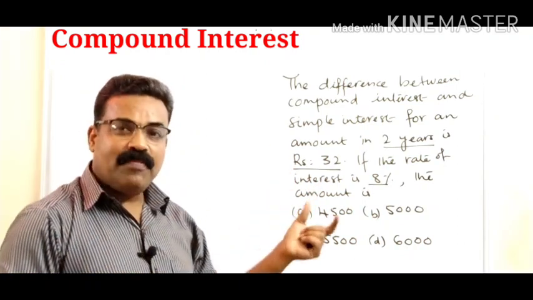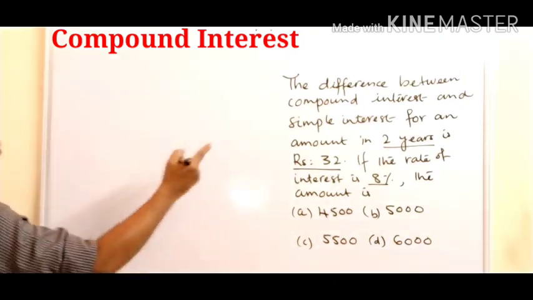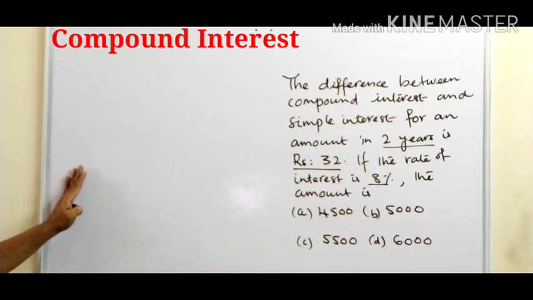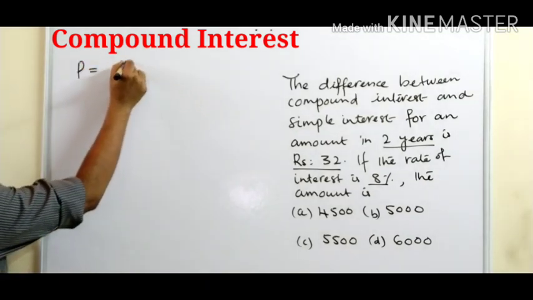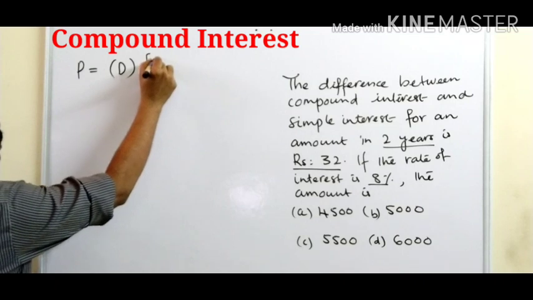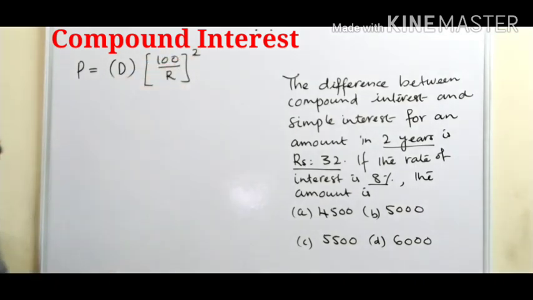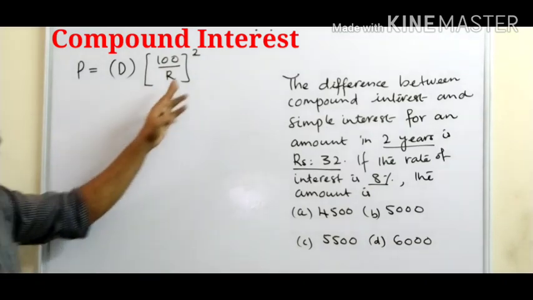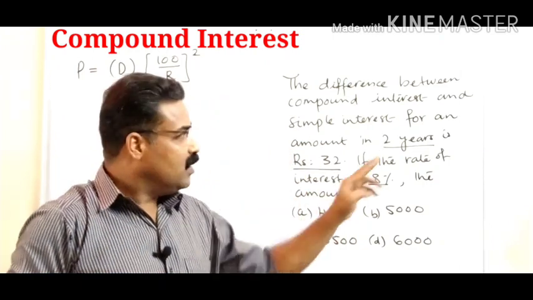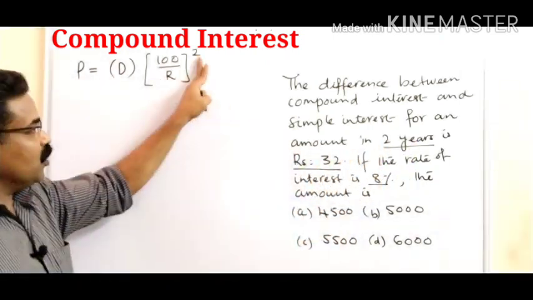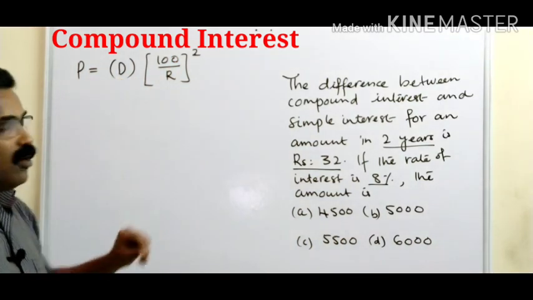So this type of questions, we have a very important shortcut method. Whenever we need to find out principal, we can find out principal using the formula P is equal to the difference D into 100 by R power 2. Here why I have written 2? Because it is 2 years. If it is 3 years, accordingly we will take. So 2 years, so power 2. 100 by R into difference, that will be equal to P. This formula is very important.